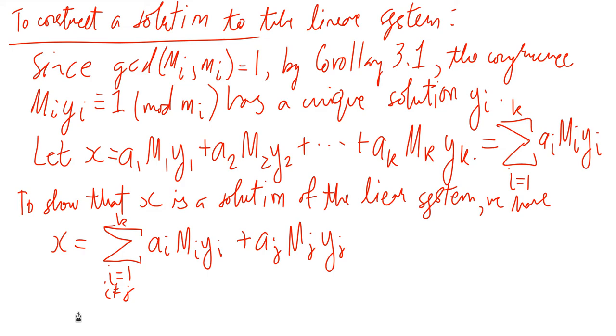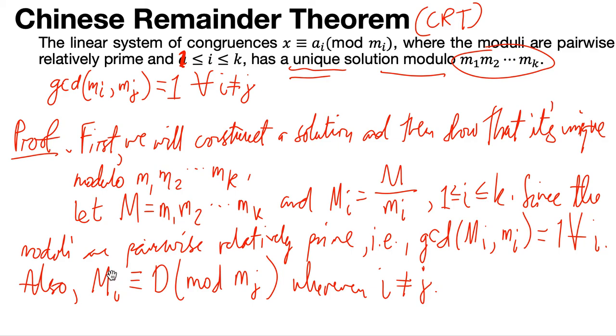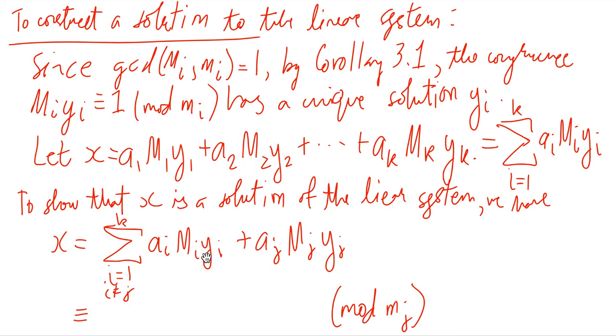Okay, so we need to convert this into a congruence statement with respect to mod m sub j. Now, we want to know what the value of this summation of a sub I, big M sub I, and y sub I is. Going back to our previous statement, we said that big M sub I is congruent to 0 mod M sub j. So since it's congruent to 0, this should actually be just 0 over here.